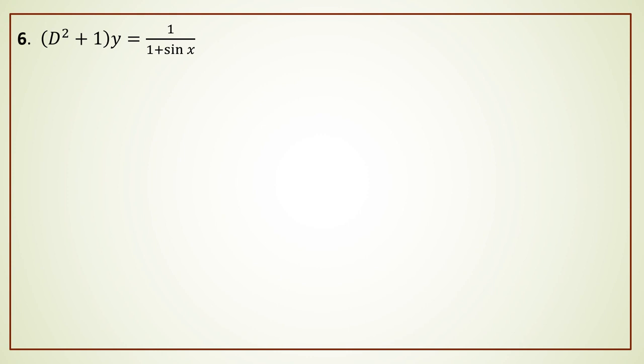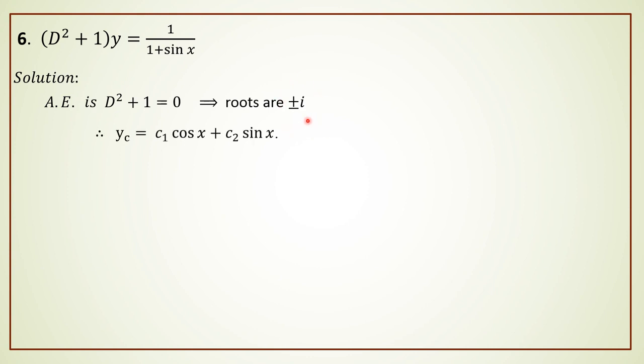Next problem. To find the complete solution of (D square plus 1) y is equal to 1 divided by 1 plus sin x. So write the auxiliary equation of it. The auxiliary equation is D square plus 1 is equal to 0 and the roots of the auxiliary equation over here are plus or minus i. Hence the corresponding complementary function yc is equal to c1 cos x plus c2 sin x.